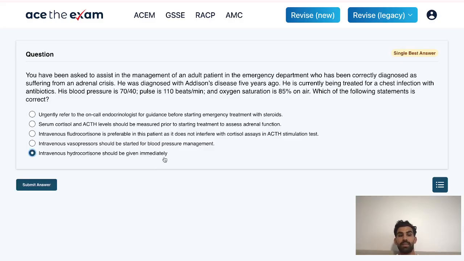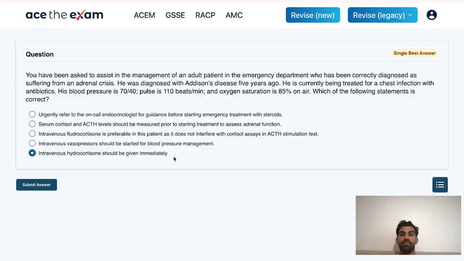This is obviously the correct answer. So as we said before, we really want to give steroids stat, and we want to give them intravenously because they're quicker as opposed to orally. Hydrocortisone over fludrocortisone because hydrocortisone is a glucocorticoid and we're looking to replace cortisol.